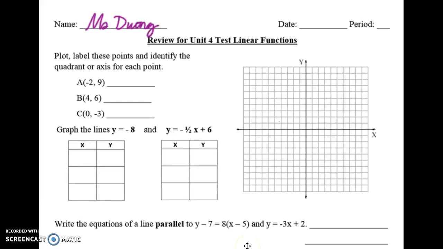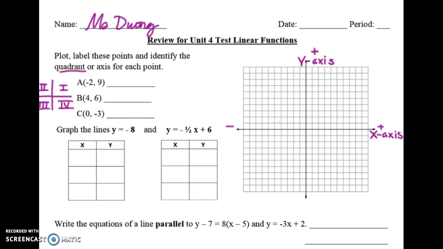Here we go, the review for the Unit 4 tests on linear functions. Basically, to sum up this unit, everything was about a table, a graph, and an equation. The graph was located on the coordinate plane. The table we used was an XY table, and the equations, there were three types: either slope-intercept form, point slope form, or standard form.